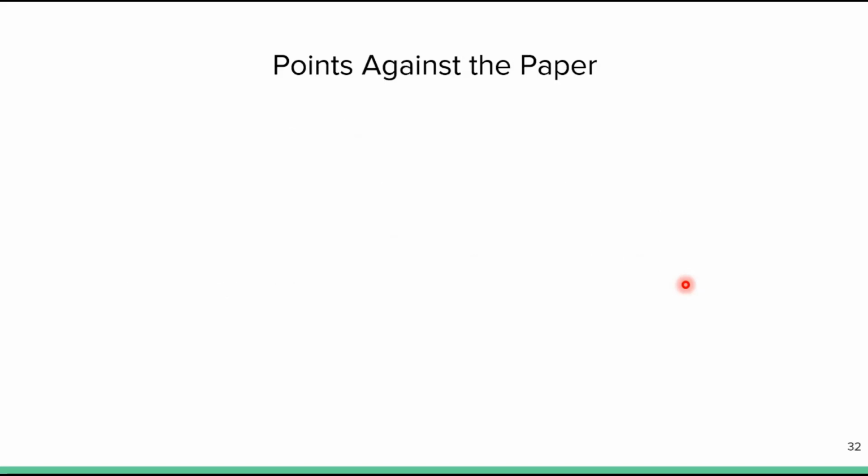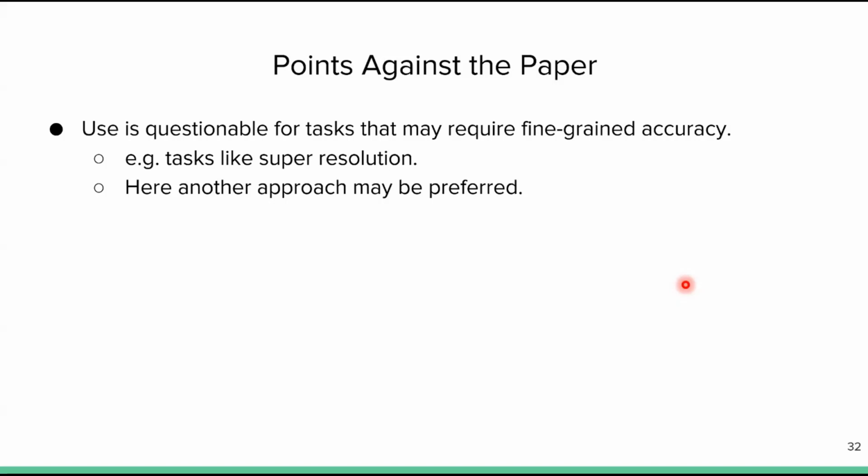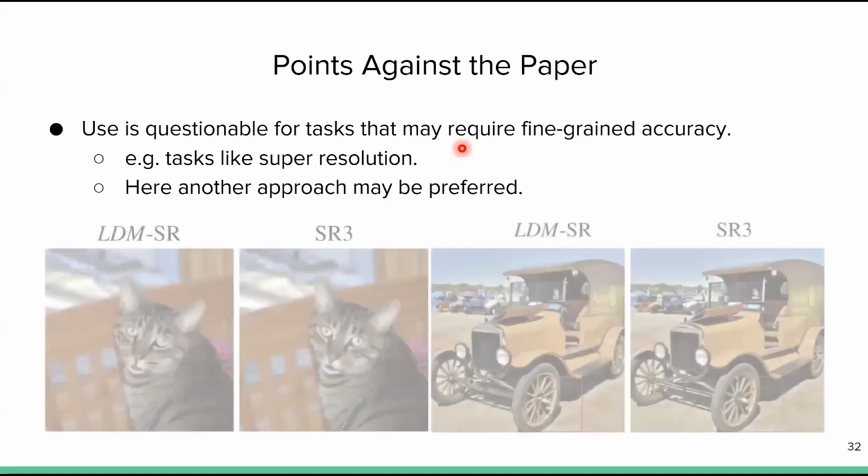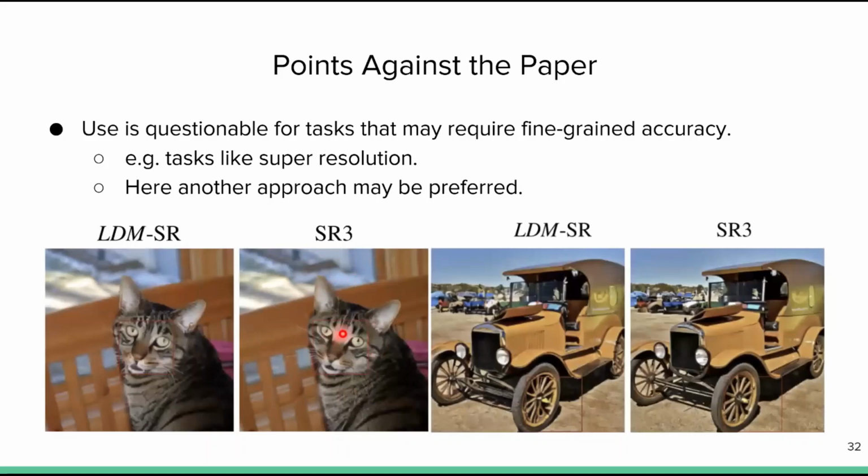Some points against the paper. One drawback to this architecture is that its use might be questionable for a task like super resolution, where fine-grain accuracy is required, right? Stefan just showed this, where SR3 produces a slightly better image reconstruction versus LDM SR. So if you're really looking for the best model for a task like super resolution, another approach might be preferred.